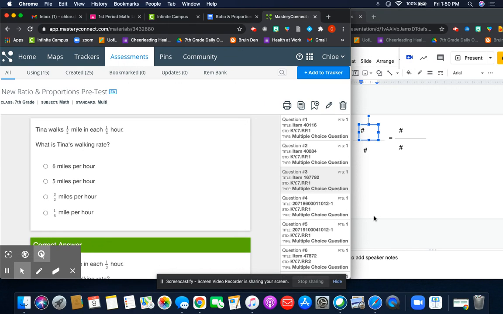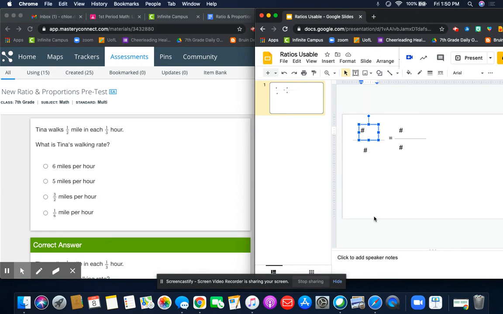All right, problem number 3. Again, we are given a rate. So we know that we are doing half a mile in each 1/3 of an hour. So we're going half a mile in 1/3 of an hour. So they tell us that. That's our first initial rate.